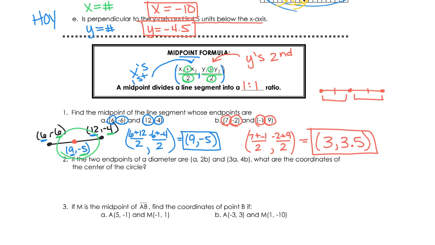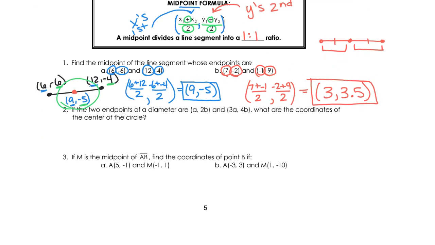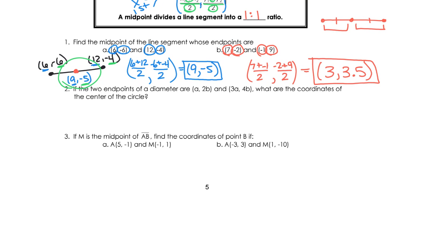All right, let's take a look at number 2. It says if the endpoints of a diameter are A, 2B, and 3A and 4B. So what happens is that instead of giving me exact coordinates on a graph, they gave me some variable coordinates. No big deal. We can do the same exact thing with them in the midpoint formula that we can do with numbers. They want to know the coordinates of the center of the circle.